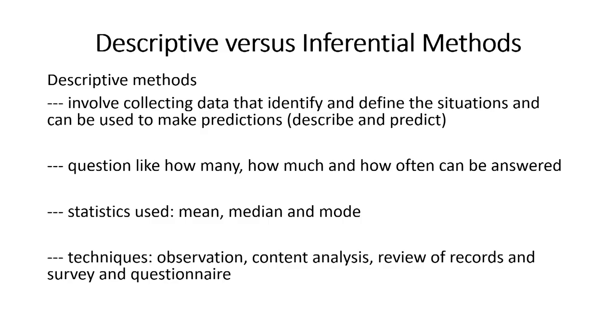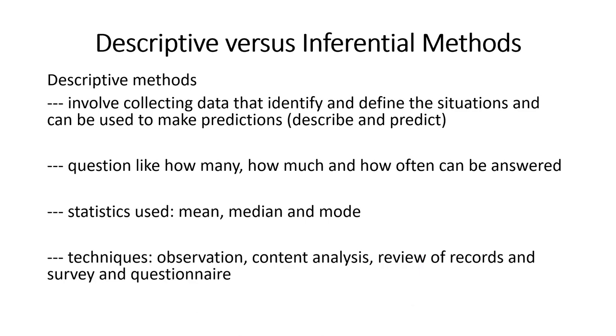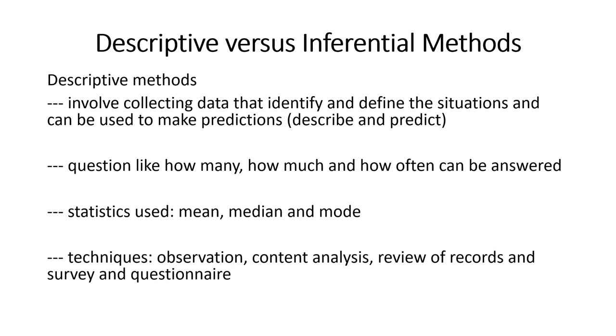In the descriptive method, it involves collecting data that identify and define the situations and can be used to make predictions. So, we collect data, represent it in some way, and from there we try to make inferences or define situations. We do not do any in-depth statistical analysis, and we do not infer anything from it. We are just describing data. We do not try to extract results from that data, and this kind of method of analyzing data is called descriptive. Here questions like how many, how much, and how often something is happening can be answered.